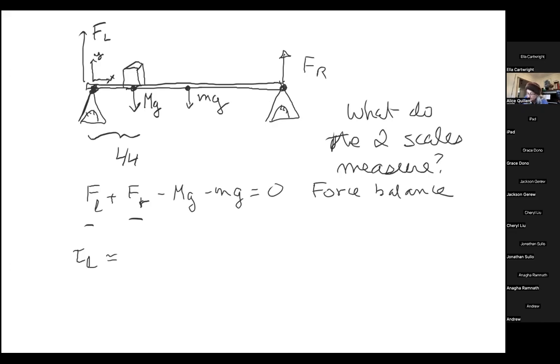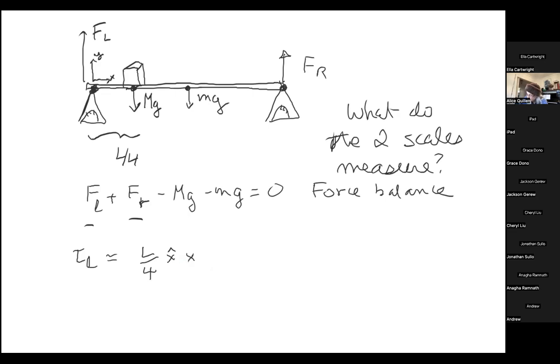So the distance to the box is L over 4. So this would be R cross F, but I have to keep track of directions. So F is going to be mg z hat, and I need a cross product in here. So I didn't quite give enough room, so let's do it again with a little bit more room.